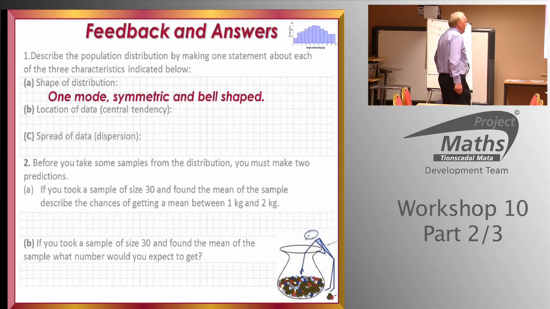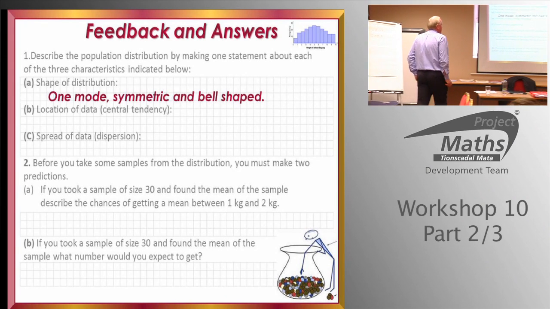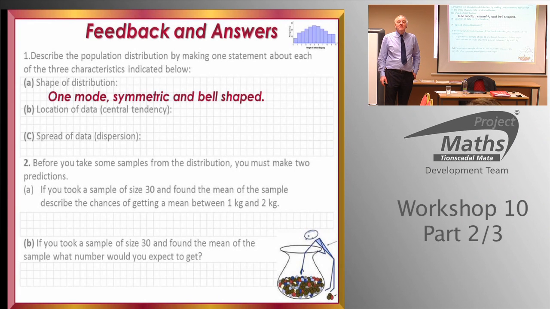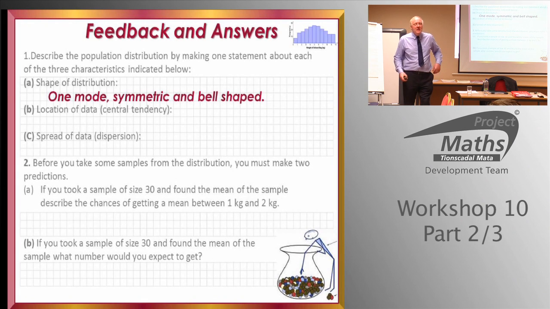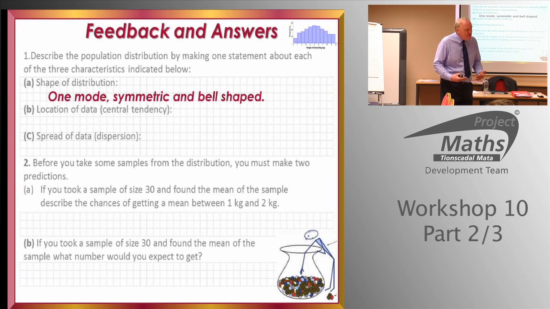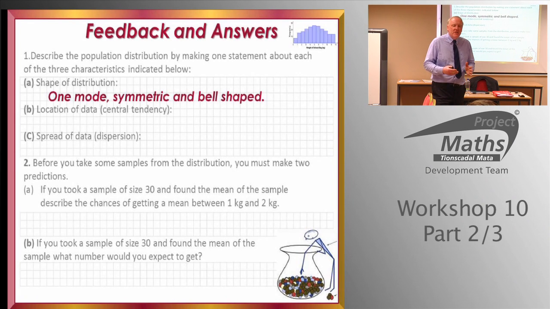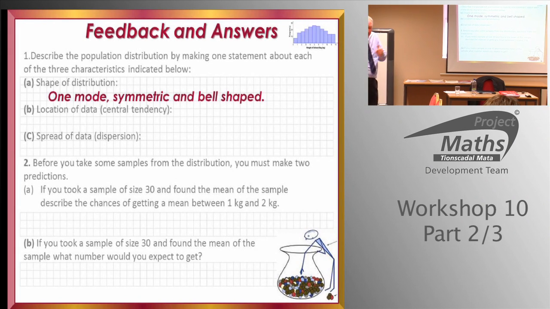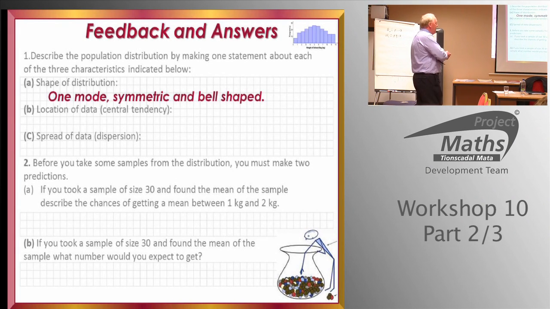Now, look at my statement here. One mode, symmetric and bell-shaped. We might question symmetric, mightn't we? So what should I put in there? This is just to get a bit of a discussion going. Roughly symmetric, I'd say, wouldn't we? We wouldn't be over-deterministic there. So I'd say it has one mode, roughly symmetric, and it is approximately bell-shaped, or approaching bell-shaped.